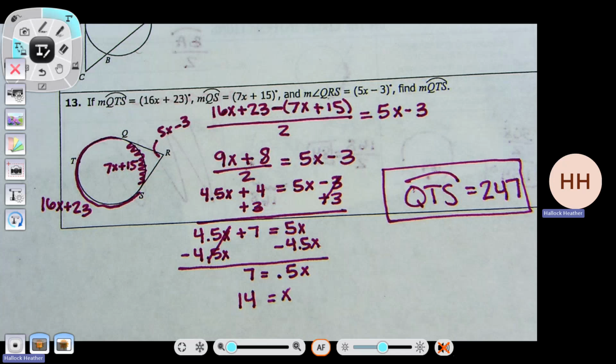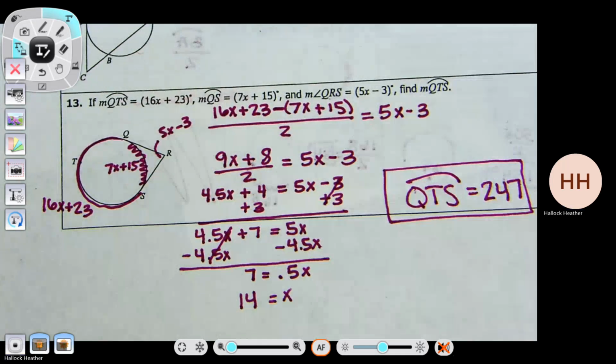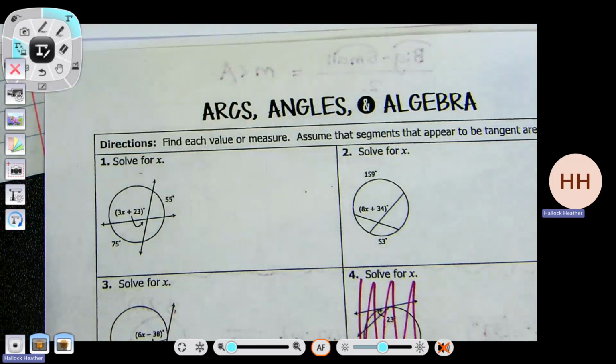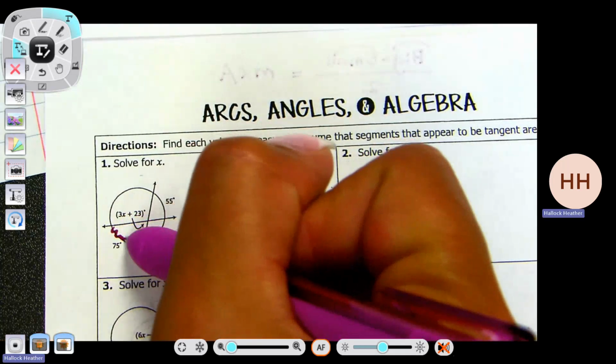You'll be okay. Start with number 1. Start with 1. What are you going to do for number 1? They don't equal each other. Number 1, what do we do? Good. You add the arcs.